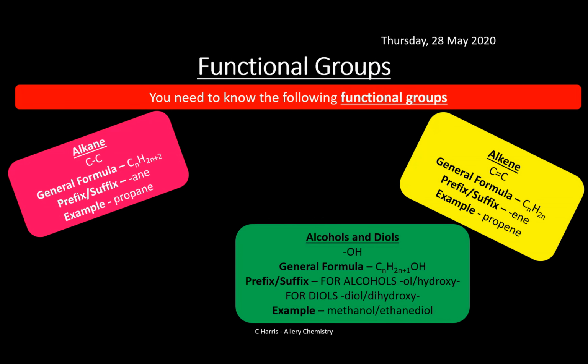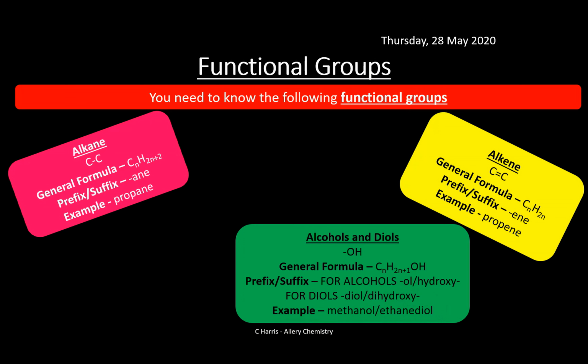Another one is alcohols and diols, because we've looked at diols now. We've just been introduced to them just earlier on. So they have an OH group. The general formula is CnH2n+1OH. So that's the general formula for this. The prefix or suffix, so for alcohols, we use -ol or hydroxy, okay? And for diols, we use -diol and dihydroxy, okay? An example would be methanol or ethanediol, okay? So depending on what we're looking at there.